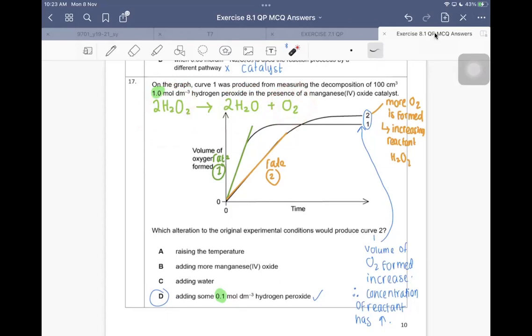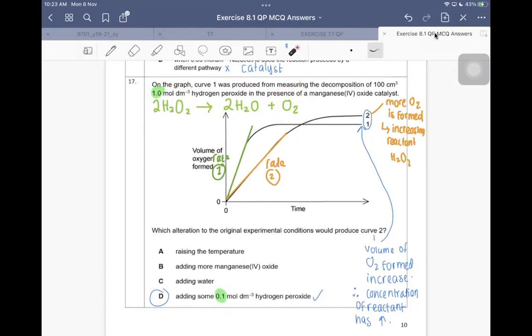When you add reactants, the amount of products will also increase, even though the reactant has a much lower concentration. There is still some number of moles in that 1 dm cube. Okay. All right, so that is all for exercise 8.1.